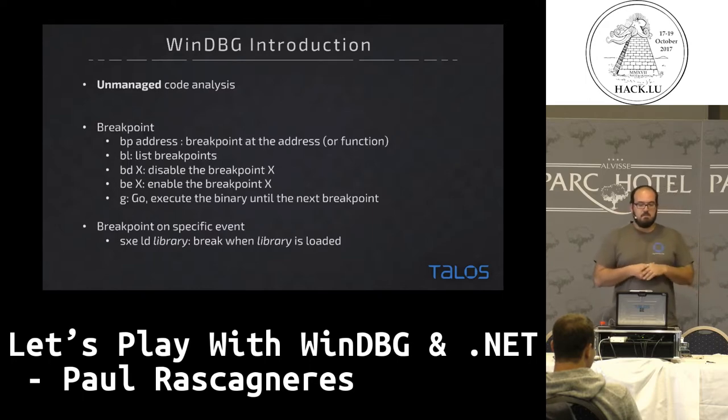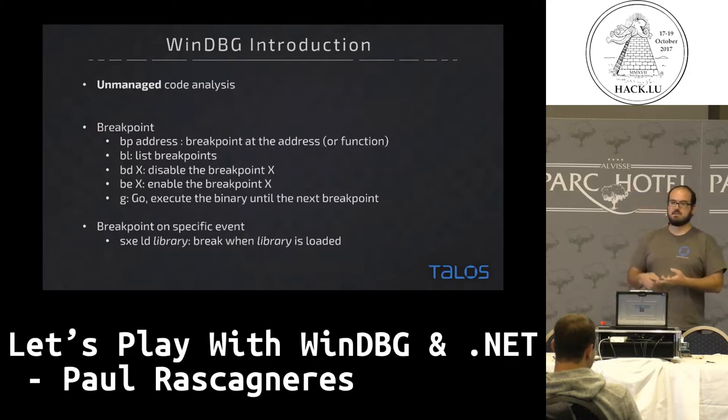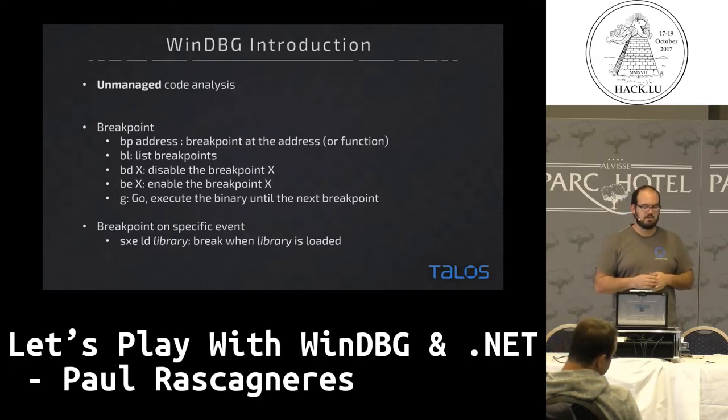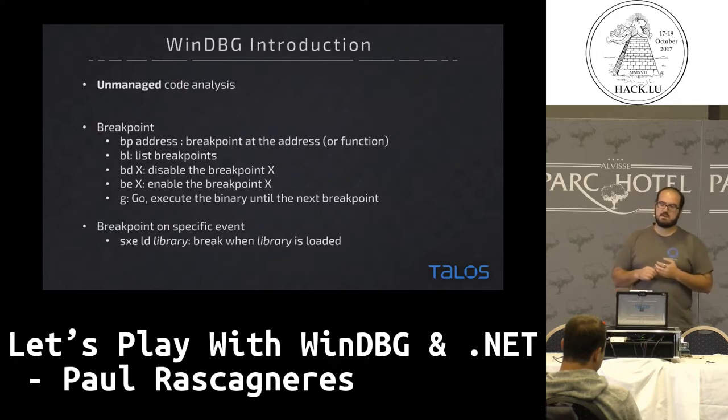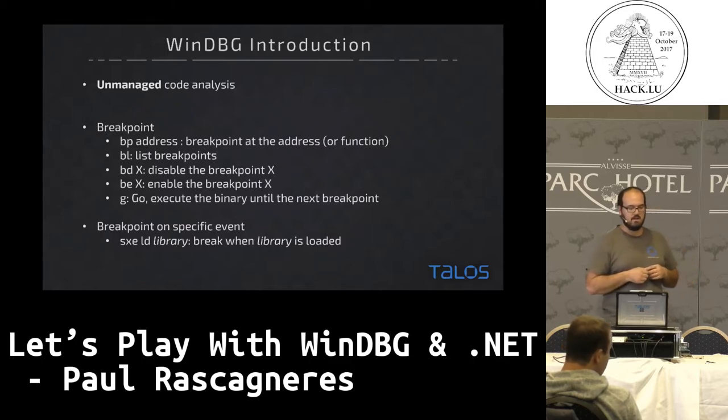I will use sometimes B for breakpoint. Same thing, everything starts with B. You've got BP for breakpoint, BL to list breakpoints, BD to disable, enable, etc. So the syntax is more or less always the same. B followed by what you want to do with breakpoints. Something a little bit specific is that in WinDBG you can breakpoint on an event. So the last line, the A6E, is a breakpoint when the library, in my case, will be loaded.